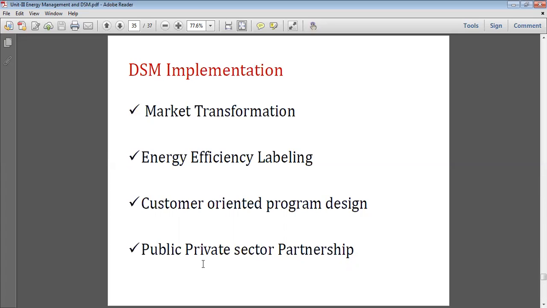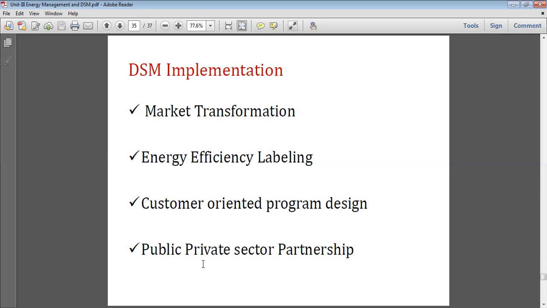Whatever program is used to implement demand side management, it is customer oriented, because there are different categories of customers. Consumers have different paying capacity, different utilization time, and different purposes of utilization. So there are different types of consumers, and they can be categorized on the basis of usage as well as the application of energy.